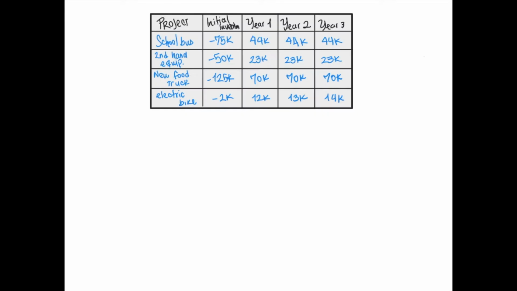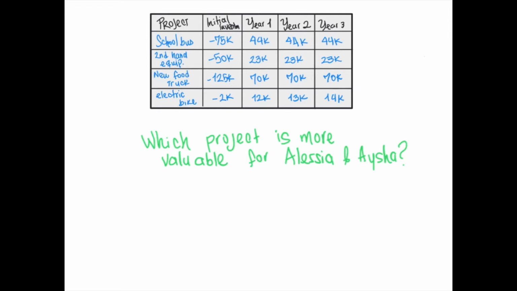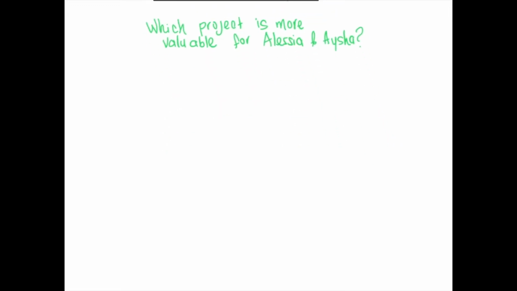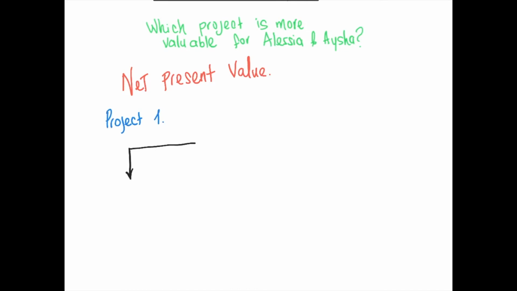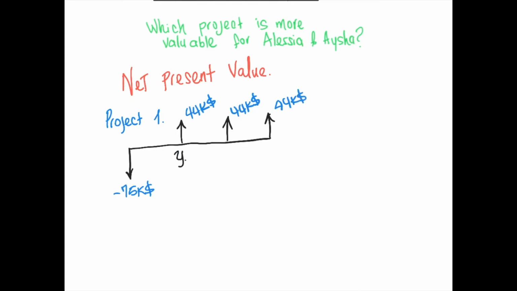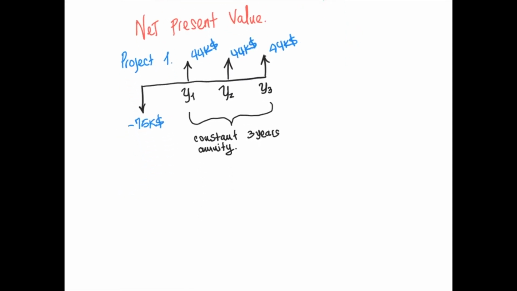So before Alessia and Aisha can decide which investment to take, they need to evaluate which project is more valuable for them. So let's see what is the net present value of those projects. Let's draw the timeline. The project has a life of 3 years. The initial investment is $75,000 and it yields $44,000 in year 1, year 2, and year 3. Since the payments are constant for the 3 years, we can qualify this as a constant annuity of 3 years.